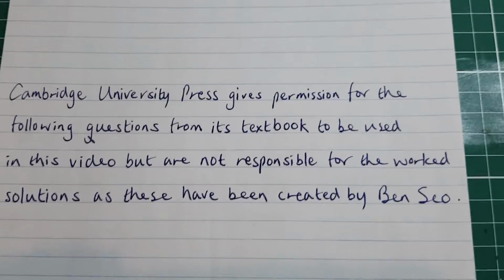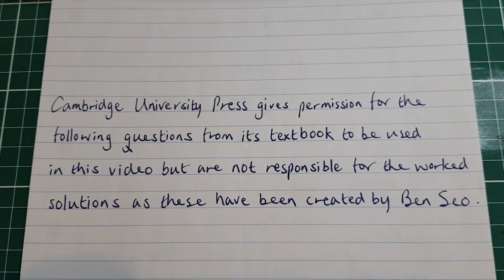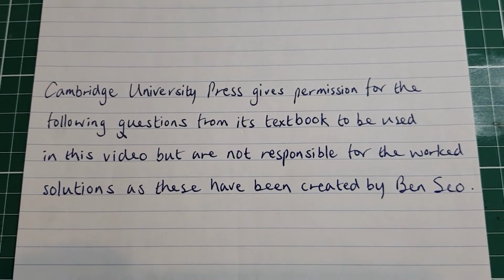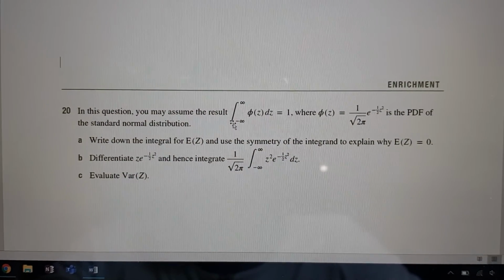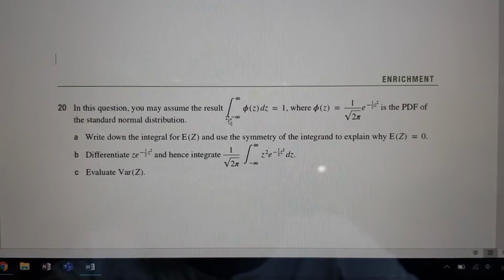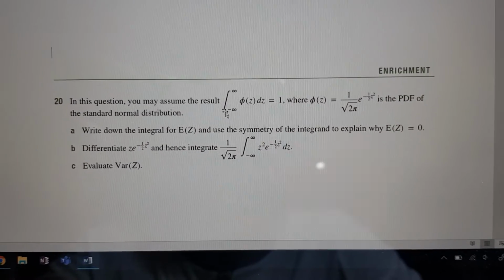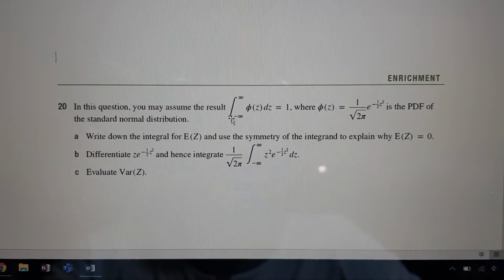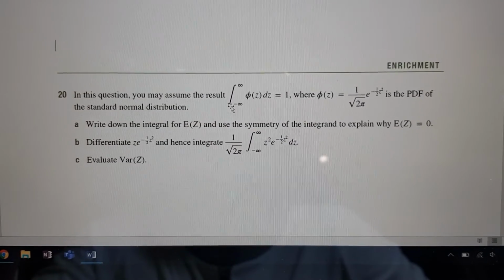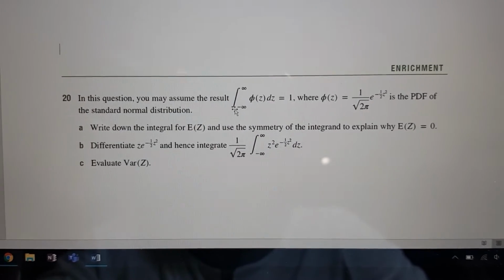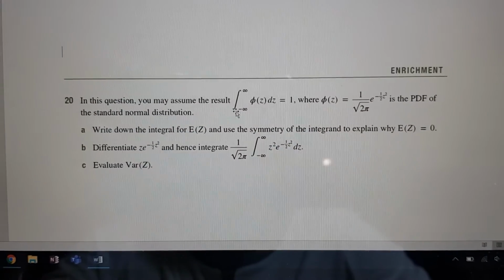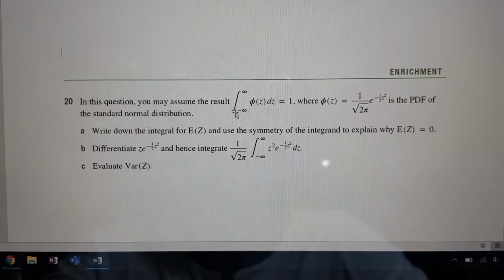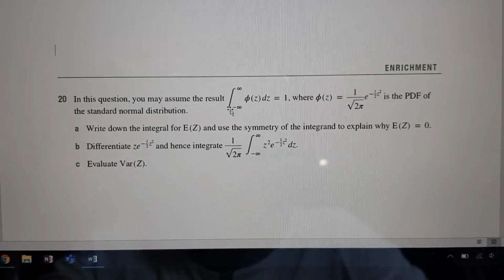Okay, so here's a little statement from Cambridge. The question that we're looking at today is question 20 of section D. So it's an enrichment slash challenge question, and there's only one question. That's section 16D if you've got the Extension 1 textbook, and it's 10D if you've got the 2-unit slash Advanced textbook.